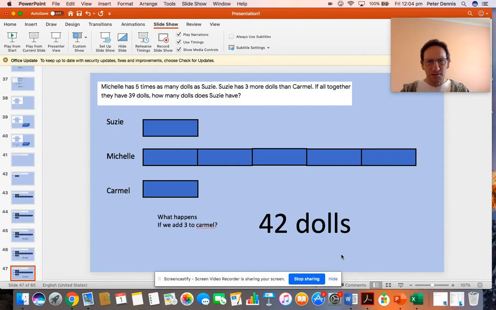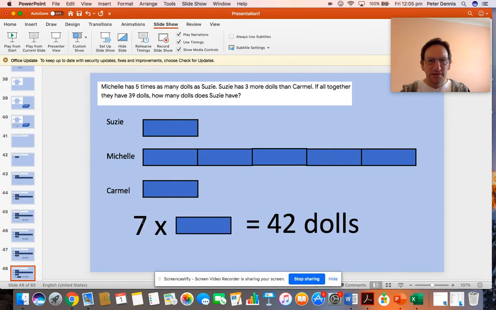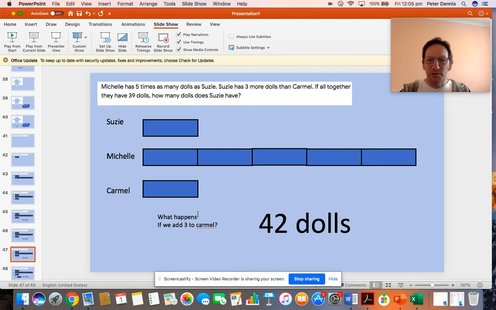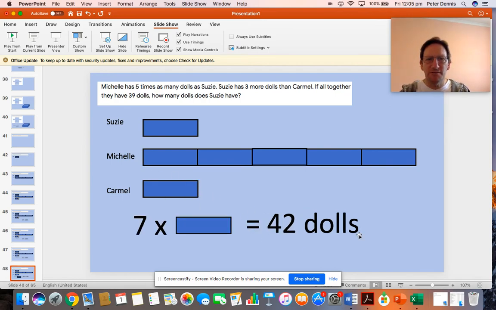Now the question is suddenly a lot easier, I think, isn't it? Because you've got 1, 2, 3, 4, 5, 6, 7 of these. 7 of those equals the 42 dolls, because when we added 3 to Carmen's, we had to add 3 here as well to get it to 42. So 7 times this equals 42, so that equals 6.